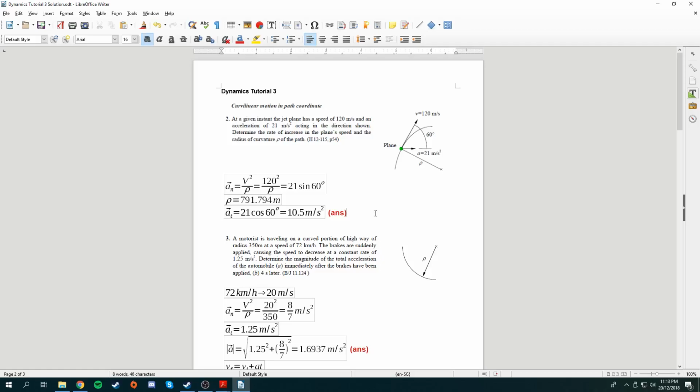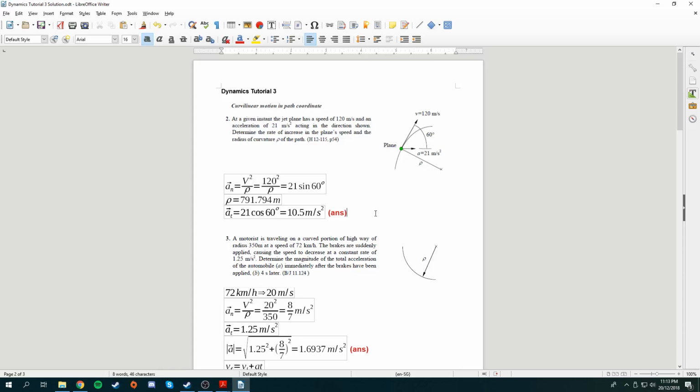Now we'll be going through dynamics tutorial 3. From tutorial 3 onwards there will be curvilinear motion, or more accurately, this whole tutorial is based on curvilinear motion examples. So for question 2, we are given this question.